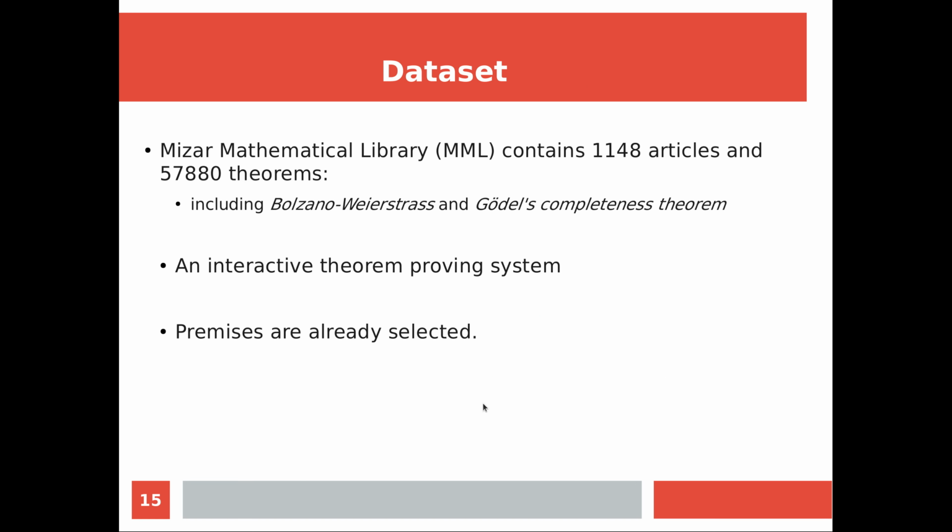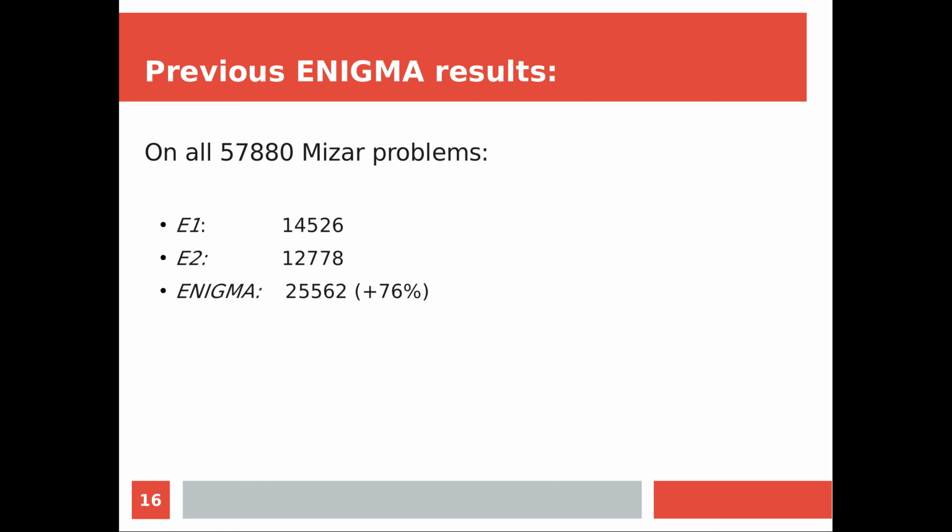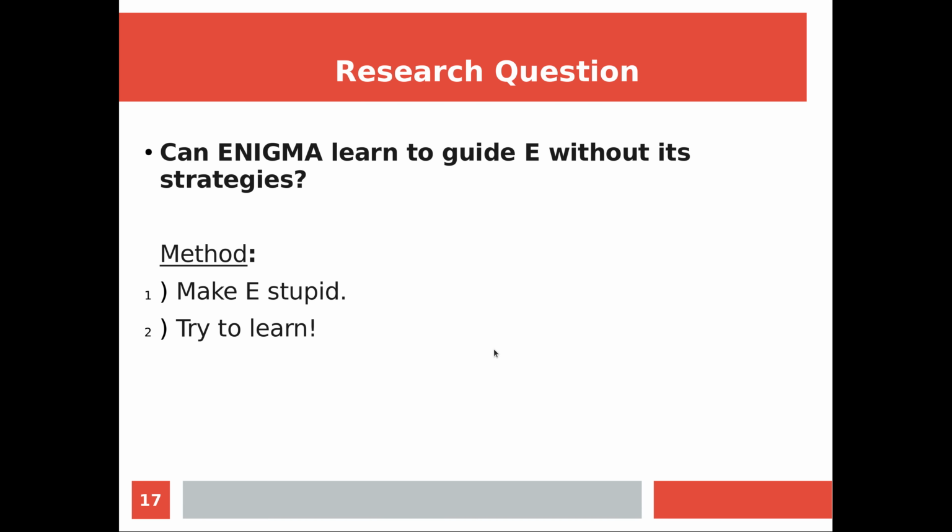The data set we use is usually the Mizar mathematical library of around 58,000 theorems with premises already selected. And previous ENIGMA results are that our strong strategies prove around 14,000 problems, whereas ENIGMA has a 70% improvement of 25,000 problems after many loops of training.